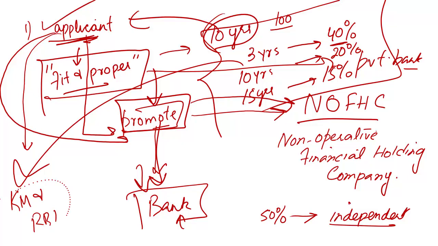But let's not get into that. We are digressing from the main issue. The main issue here is that private players can enter the banking sector, but it is very difficult for them to get the licenses. Why?